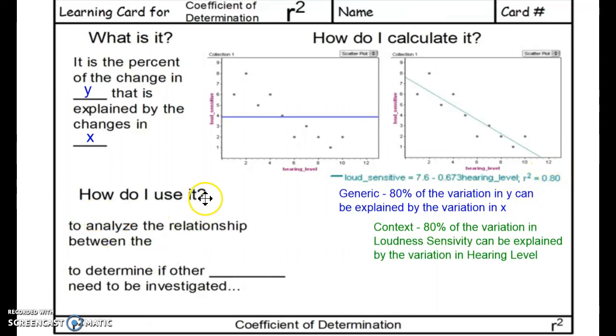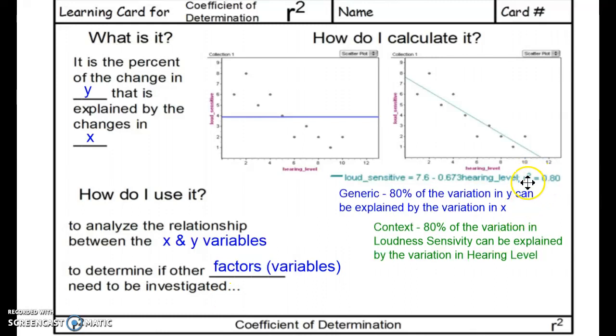Now, how do I use this? What is the point of this? Well, the point of R squared, the coefficient of determination, is to analyze the relationship between the x and the y variables, or the independent and dependent variables. Or you could say the explanatory variables and the response variables. And what we're looking for is to determine if other factors or other variables need to be investigated.